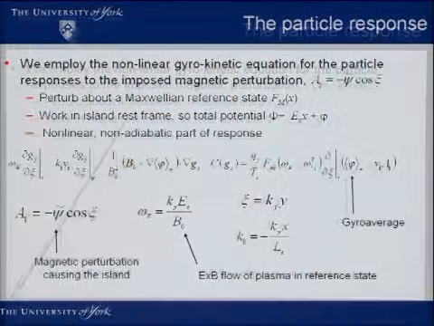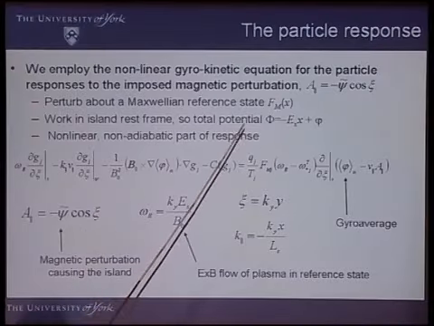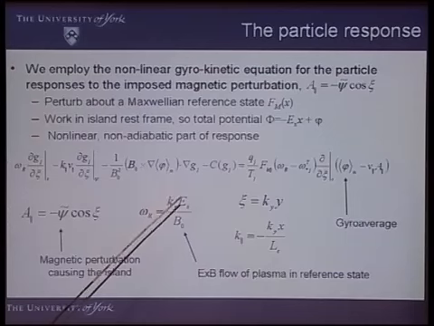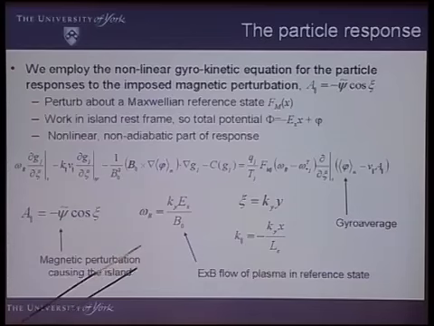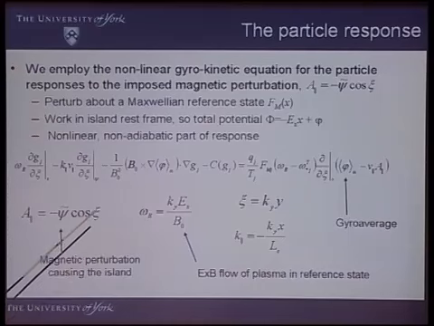So, as I said, the basic idea is that we're just going to impose a magnetic perturbation. This is the parallel component of the vector potential. So it's the same thing as I introduced before. We're going to expand about a reference state, which is a sheared slab, with a Maxwellian constant on the constant flux surfaces. The surfaces are constant x.